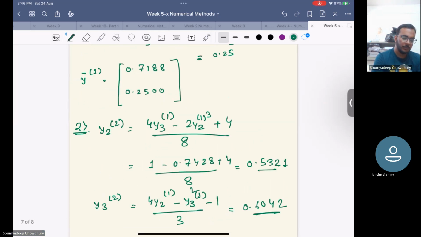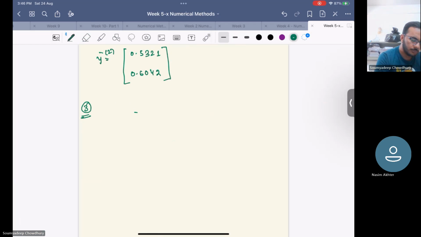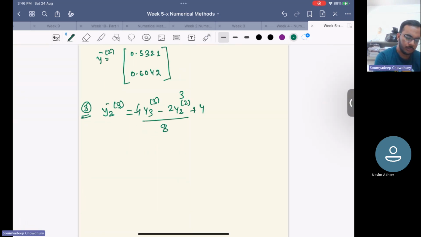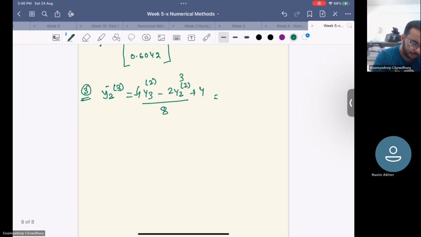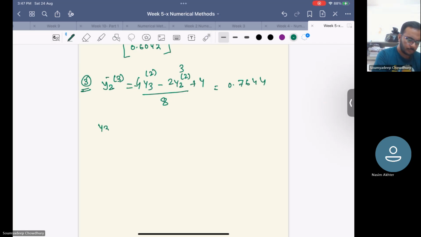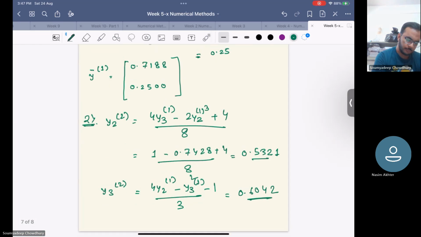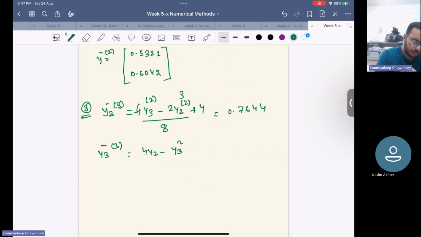Okay. 2 we have found out, 3 we have to find out now. y2 of 3 equals 4y3 minus 2y2 cube plus 4 by 8. So 4y3 of 3, sorry, this is 4 times 0.604 minus 2 into 0.5321 whole cube. y3 of 3 equals 4y2 minus y3 square minus 1 by 3.